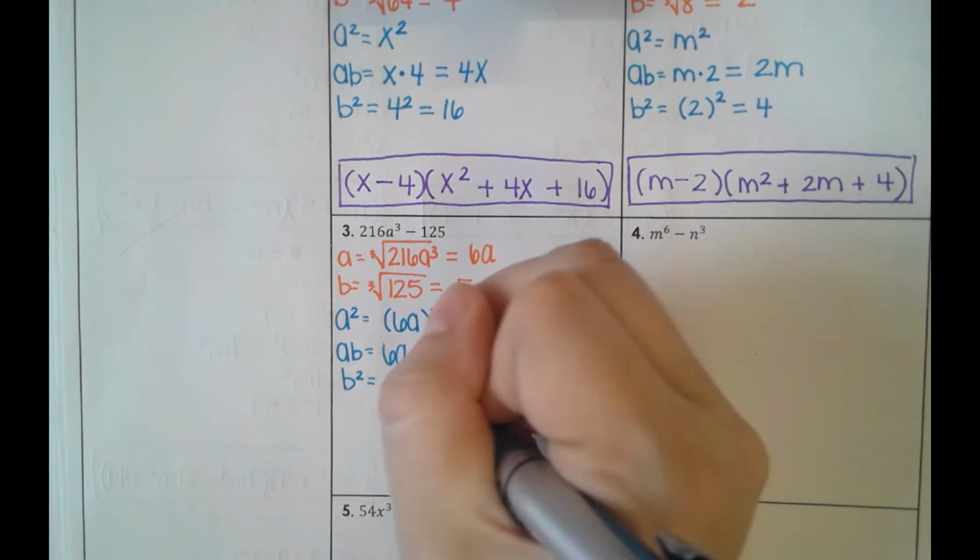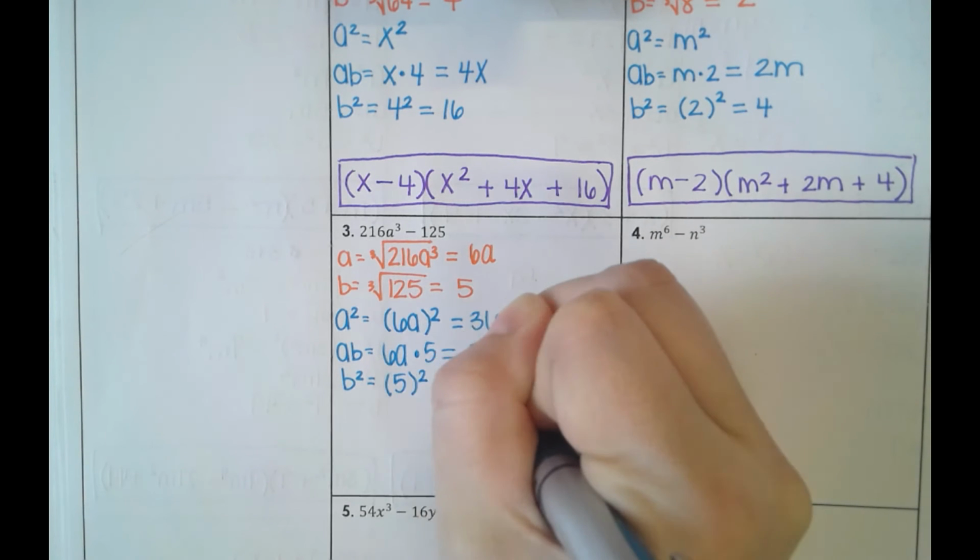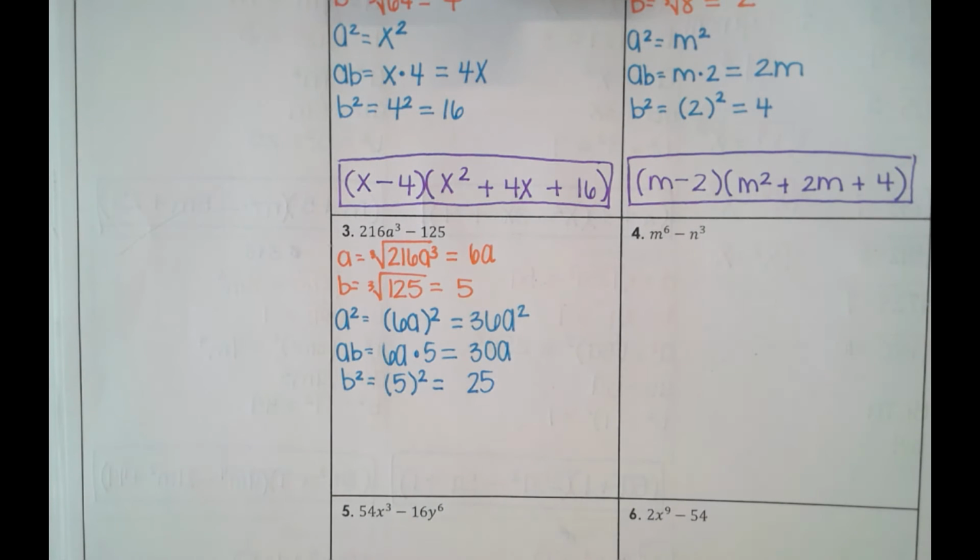And then b squared, 5 squared, is 25. So see if you can put all of these into the formula correctly.